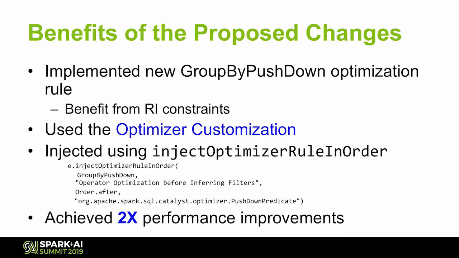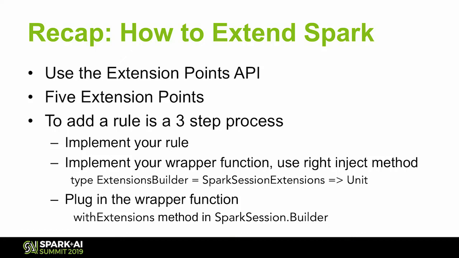So in short, what we did is we implemented our RI constraint feature. We implemented this new optimization rule. We used our optimizer customization. We used the inject method, the new one that I just described, the inject optimizer rule, and we've achieved 2x performance improvements. So to recap, to extend Spark, use the extension points API.